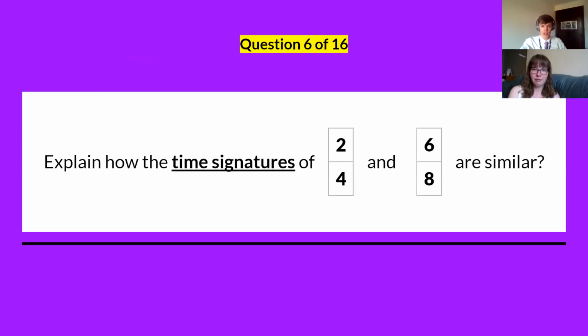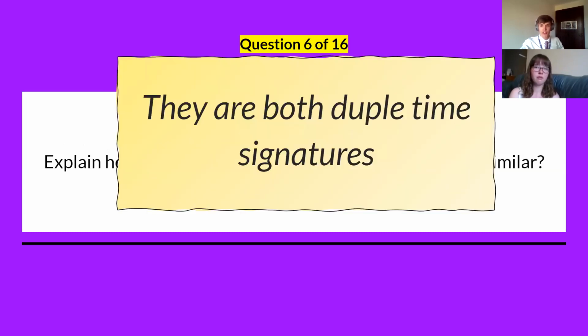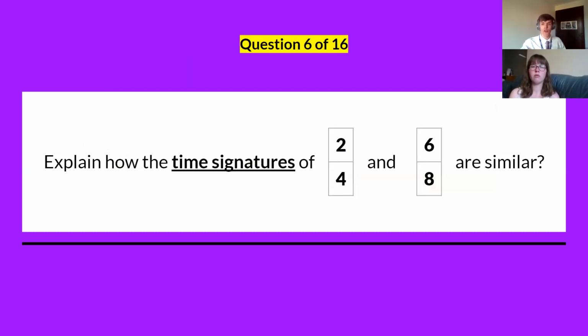Next question, question number 6. So how are the time signatures of 2/4 and 6/8 similar? Okay, so they're both duple time signatures. One of them is a simple duple time signature. The other is a compound duple time signature. But the big point is that you have 2 main beats in each bar in these time signatures. 2 crotchet beats in 2/4 and 2 dotted crotchet beats in 6/8. A little bit fiddly, that one. You need to be happy with simple and compound time signatures, but well done if you got it.